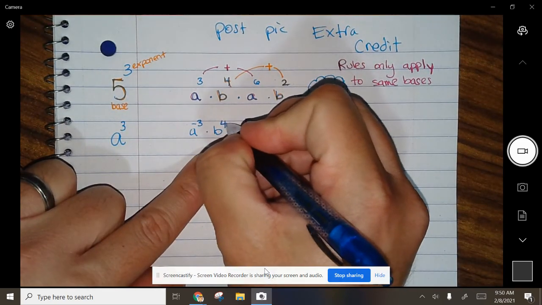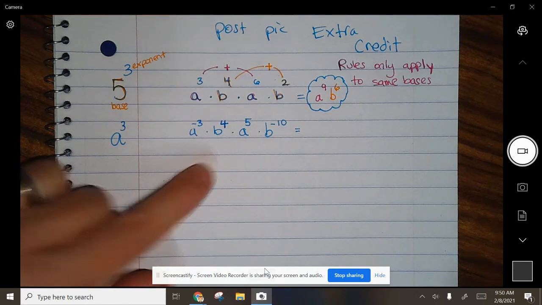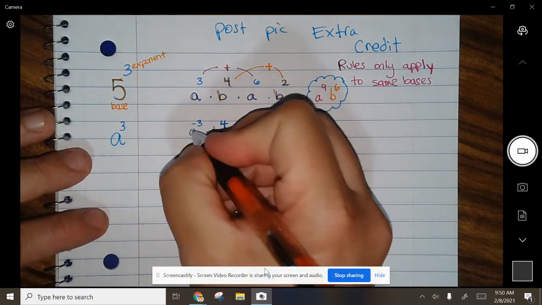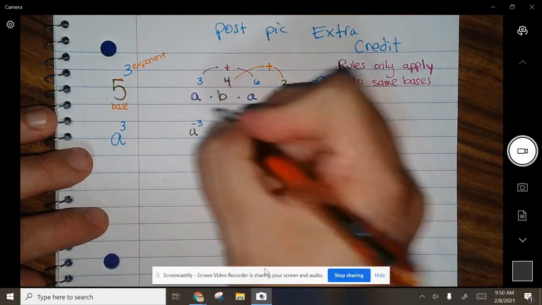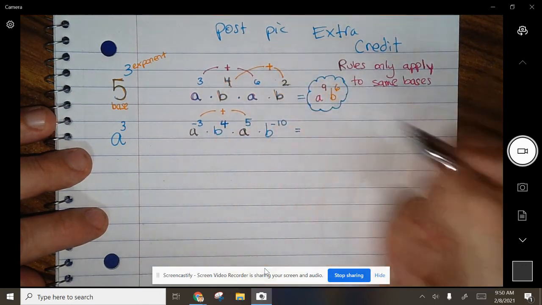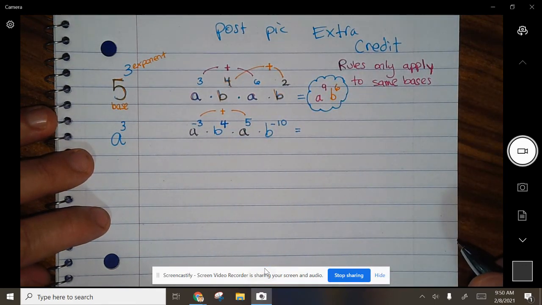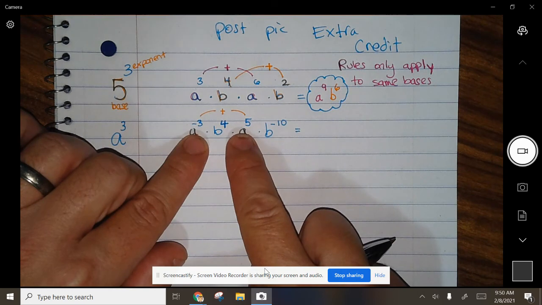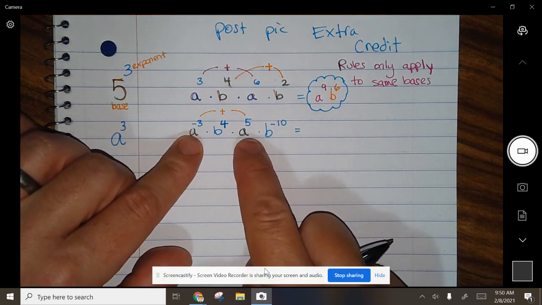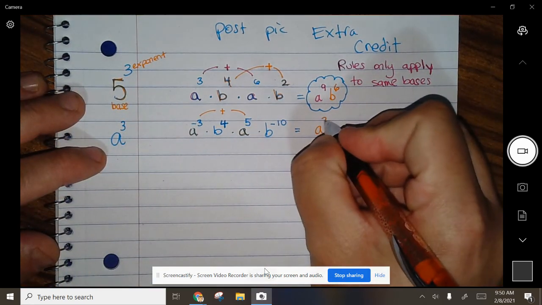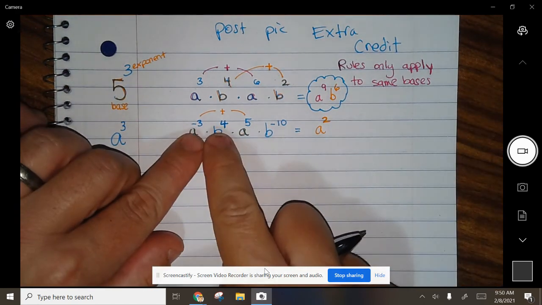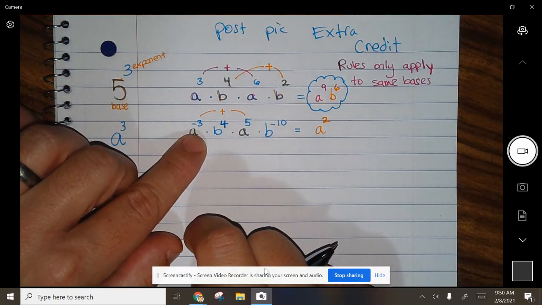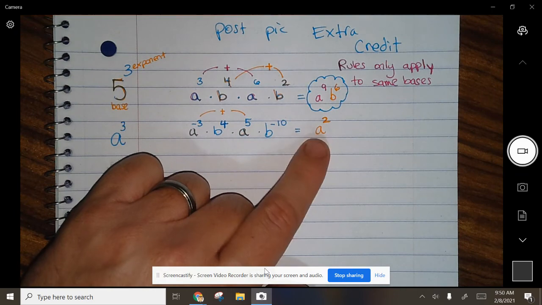The negatives come into play the same way. So you have to only deal with the A's first. A here and A here. Okay, you're going to add those together. So when I say add, you can use a calculator if you need to, but negative 3 and 5 is going to be A to the 2, right? Don't you take 3 away from 5? And that seems pretty easy. That's part of your answer, okay?